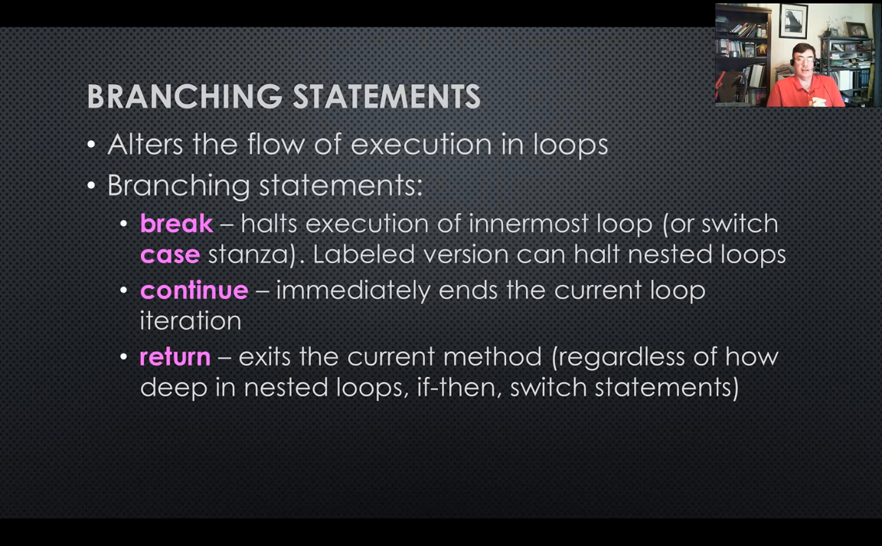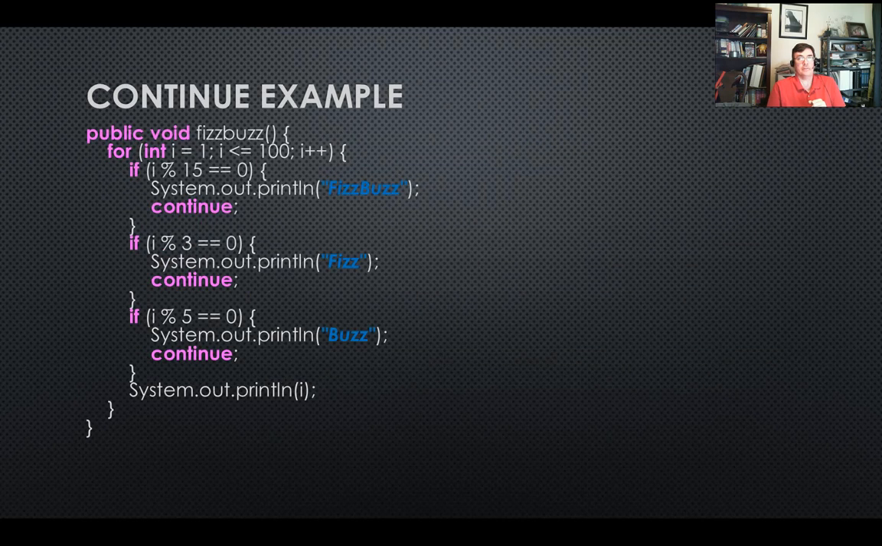The return statement exits the current method, regardless of how deep it is in nested loops, if-then statements, switch statements, or anything. So as soon as you hit a return statement, you return. If the method is declared to return a value, return has to be followed by a value to return. If the method is void, return is just followed by a semicolon. It doesn't have to include any value.